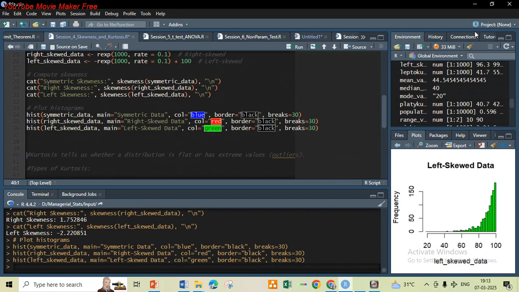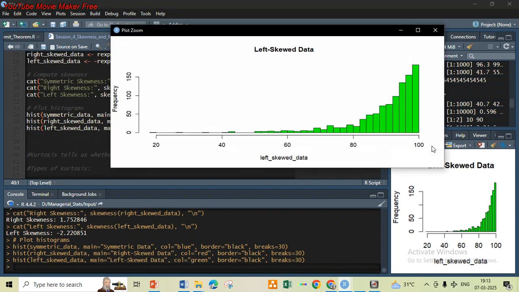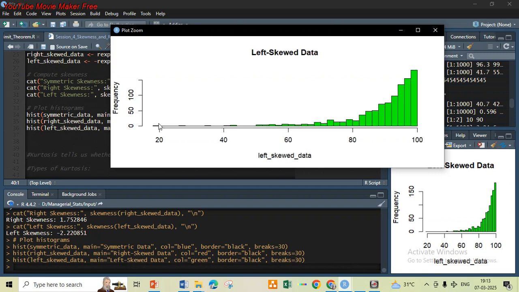And similarly, the left skewed data would look just the opposite. It's a mirror image. There are a lot of lesser values, but with lower frequencies. The higher frequencies are on the higher side. So that's the left skewed data.